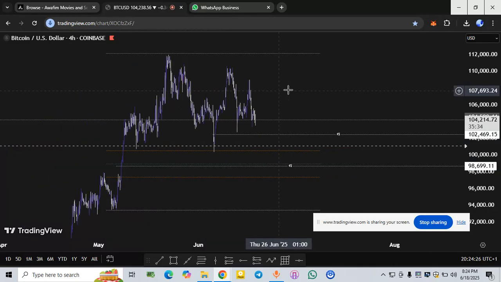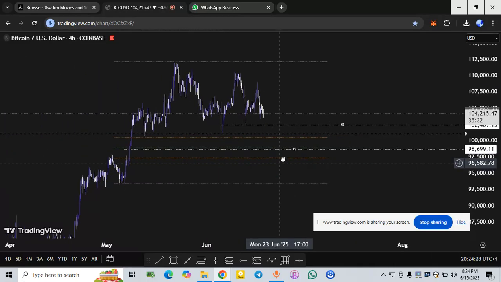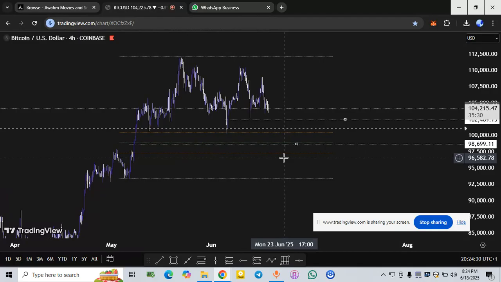So this is basically my analysis on BTC. Let's just see how it goes. About gold, we are currently in a long position on gold, so maybe I'll drop a separate analysis on that, maybe tomorrow or the next day. But this is basically what's going to happen to BTC in the coming days.